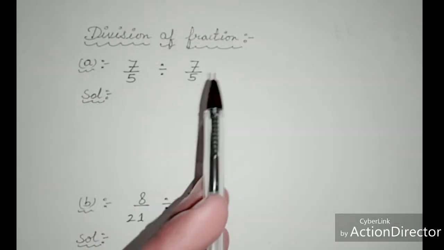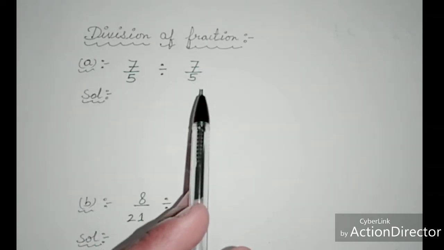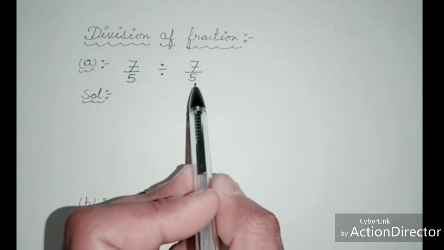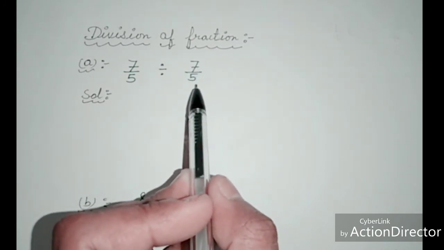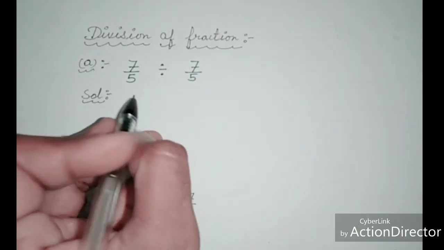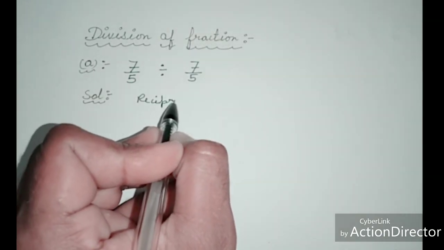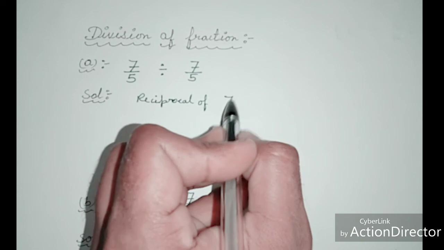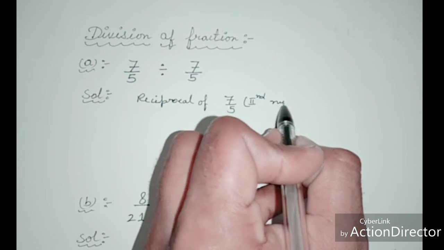Now here we solve division of fractions. Example number A, 7 upon 5 divide by 7 upon 5. So here we take the reciprocal of the second number, 7 upon 5. So 7 is the numerator here, so it changes into the denominator, and this 5 denominator here changes into the numerator. So first we take the reciprocal of 7 upon 5, the second number.